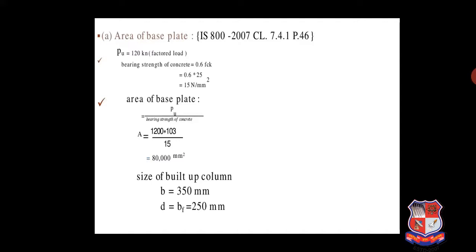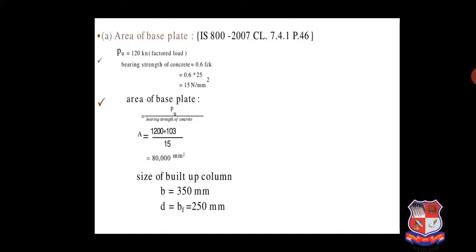Now we calculate the area of the base plate. The area of the base plate is equal to the total load divided by the bearing strength of concrete. The bearing strength of our concrete is 15 Newton per mm square, and the load is converted into Newton, so we can multiply by 10^3. Finally we get the area in mm square. In our case, 80,000 mm square, 18,000 mm square is calculated.